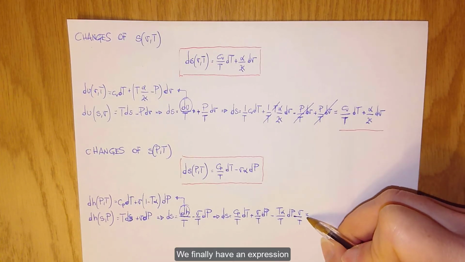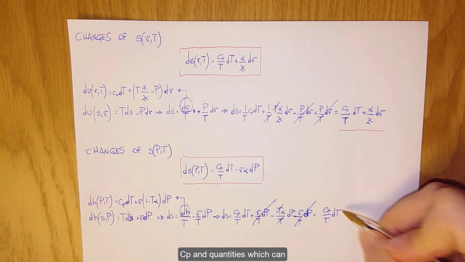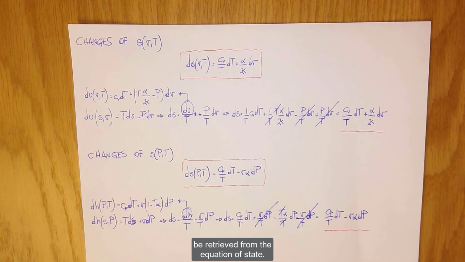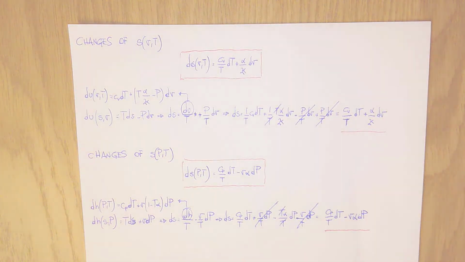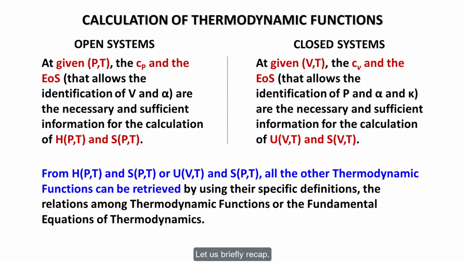We finally have an expression of the change in enthalpy as a function of Cp and quantities which can be retrieved from the equation of state. Let us briefly recap. When pressure and temperature are given, it's likely we are in an open system. In this case, having the Cp and the equation of state is enough to calculate enthalpy and entropy.